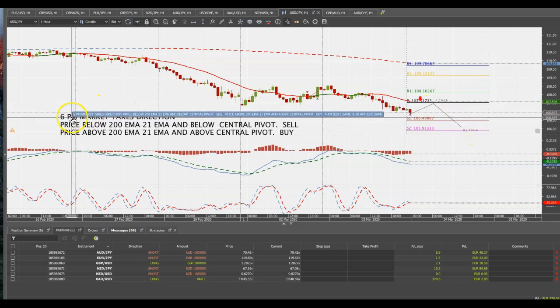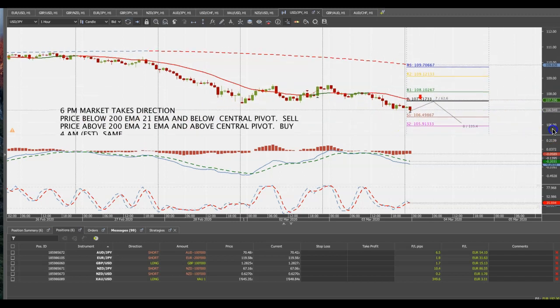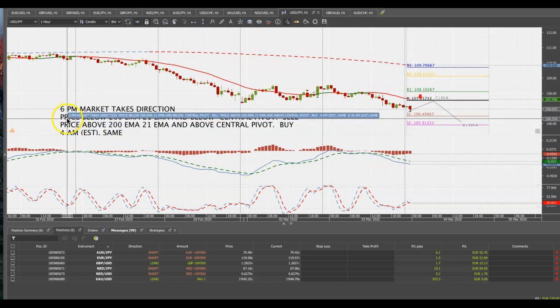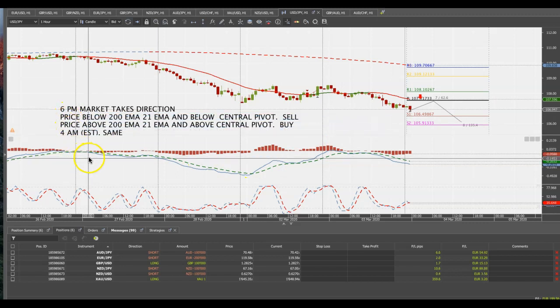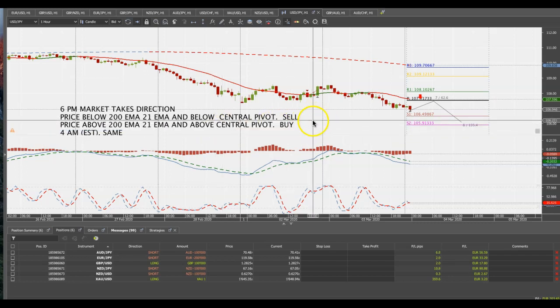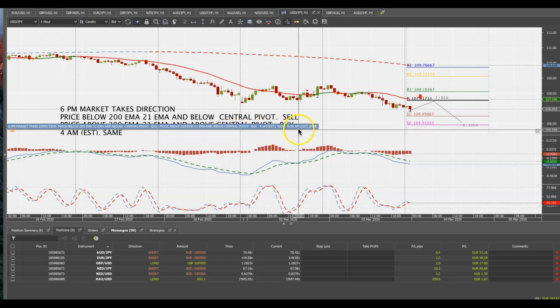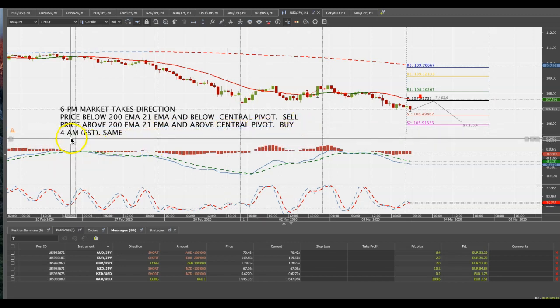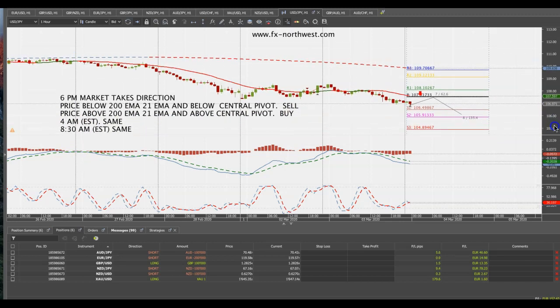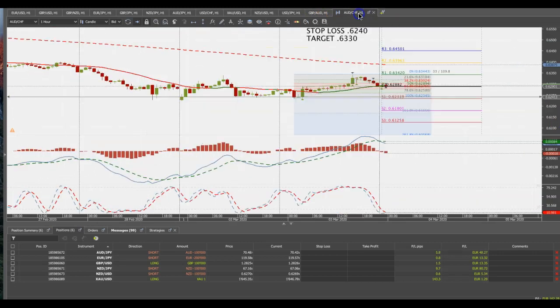Okay, so 6 p.m., I take trades based on the direction. Usually by 6 p.m. Eastern, the market takes a direction. If price is below the 200 EMA and 21 EMA, and below the central pivot point, I'm looking to sell. If price is above the 200 EMA and above the 21 and above central pivot point, I'm looking to buy. This is the same thing at 4 a.m. and 8:30 a.m. Eastern. Okay, so let's look at a few other trades.